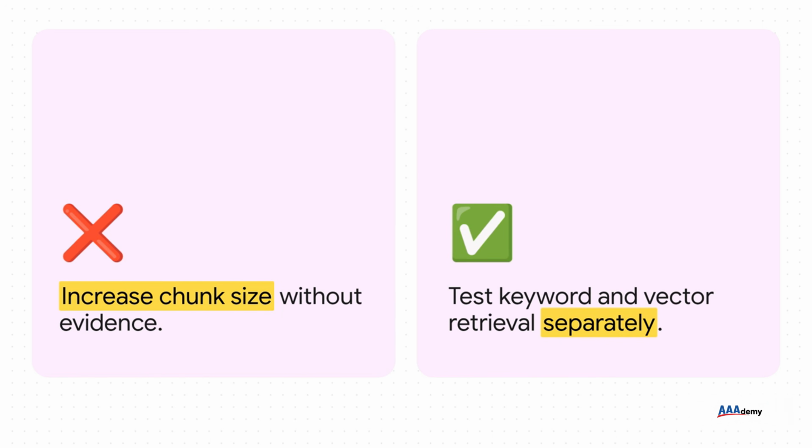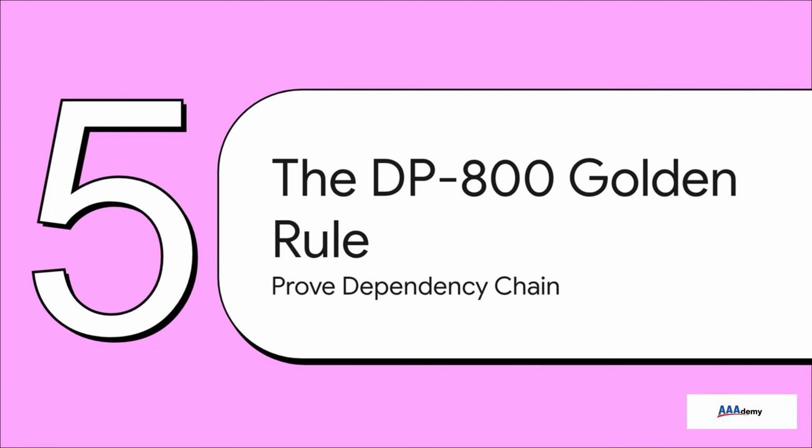The correct action is to test your keyword retrieval and your vector retrieval separately. This isolated testing is the only way to prove whether the vector distance output itself is failing before you start tweaking text chunks. And that brings us to Section 5, the DP-800 Golden Rule. Prove the dependency chain. We've thoroughly examined the evidence at our crime scene, so let's synthesize this into a foolproof, repeatable strategy for your exam preparation.